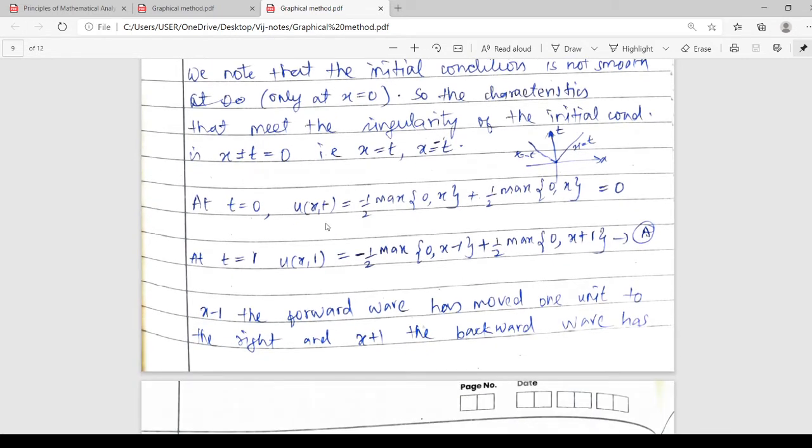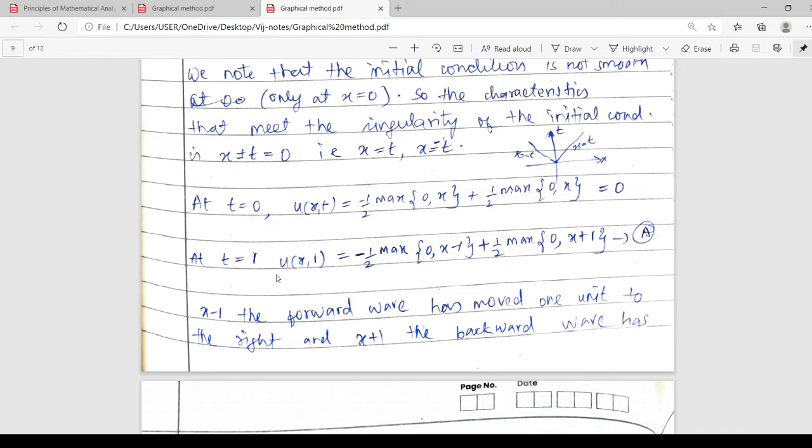Now what happens at t equal to 0? We see that at t equal to 0, u of x, t becomes minus half maximum of 0 comma x plus half maximum of 0 comma x. These two get cancelled, so it is 0. So at t equal to 0, solution u is 0. Now we have to find it at t equal to 1 and t equal to 4.